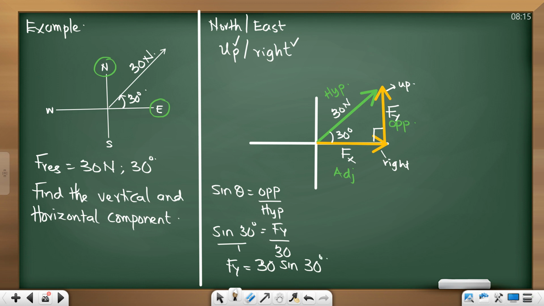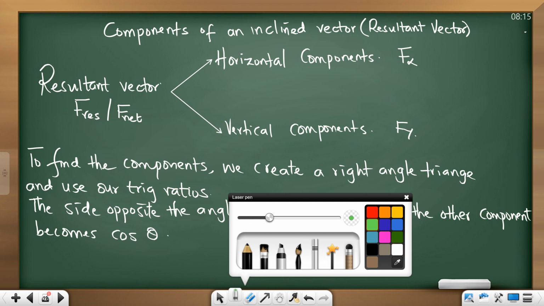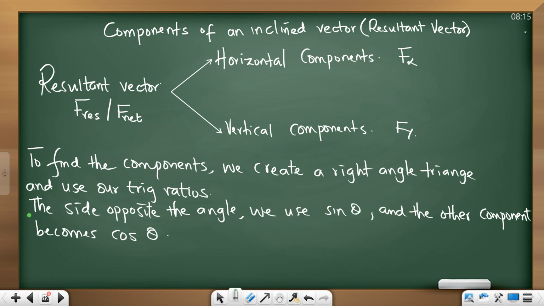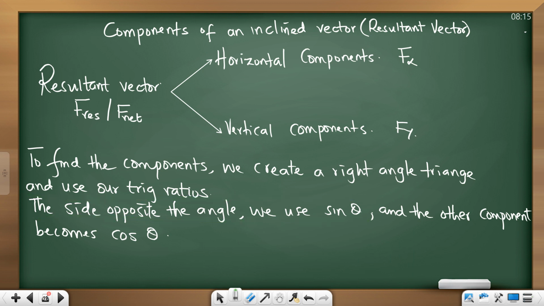I'll take you back to the statement that I said earlier on. Look at this statement. A learner who knows this statement will not be wasting time. The side opposite the angle, we use what? Sine. The side opposite the angle, we use sine. Are we okay there?